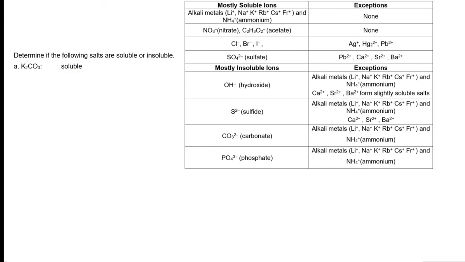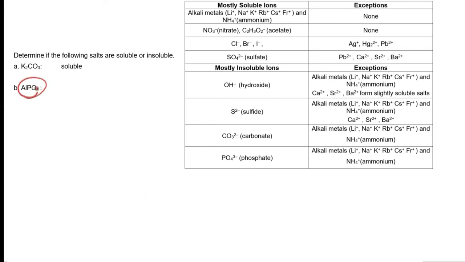However, what if you had looked at rules for carbonate? So here is carbonate. It is a mostly insoluble ion. However, it does have some exceptions, and one of those exceptions is potassium because it is an alkali metal. So either the cation or the anion would lead you to the same conclusion: yes, this is a soluble salt.